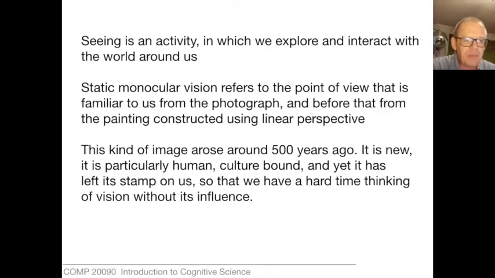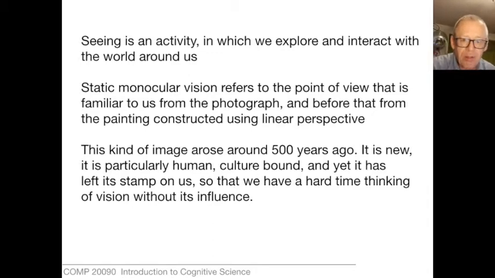We've seen many aspects of vision now, so far, and they've differed in the way that they understand what's going on in vision and in seeing. Seeing, most generally, is a kind of activity by which we explore and interact with the world around us.